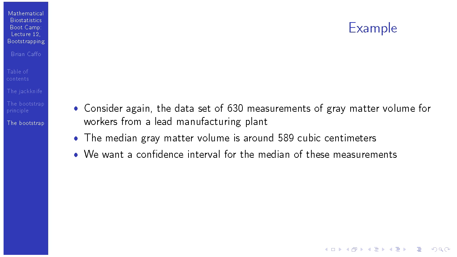So again, let's just take our 630 measurements of gray matter volume from workers at a lead manufacturing plant. Then the median gray matter volume is about 589 cubic centimeters. And we want a confidence interval for the median of these measurements. How do we do that?